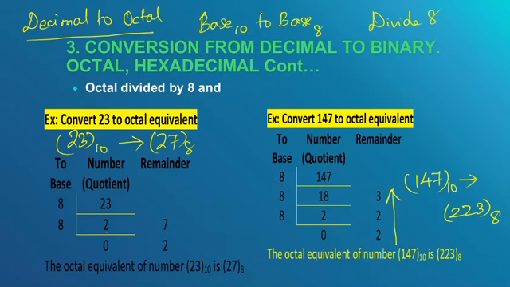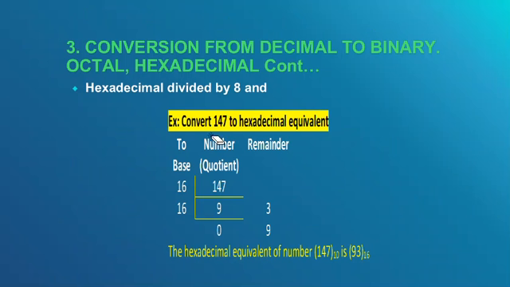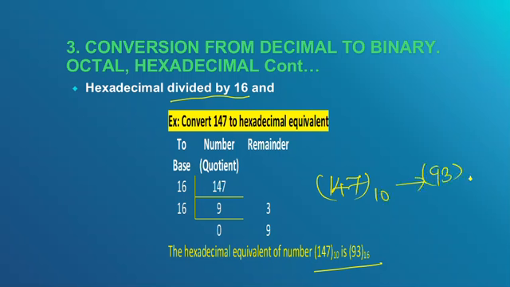Next we will see how a decimal number is converted into a hexadecimal number. Simple, if you want to convert a decimal into hexadecimal, we will divide it by 16. You will divide the decimal number by 16 multiple times. Let us take an example, 147. 147 divided by 16 gives 9, and you will get remainder 3. Again 16 into 0 gives remainder 9. So 147 base of 10 is converted into 93 of base 16.